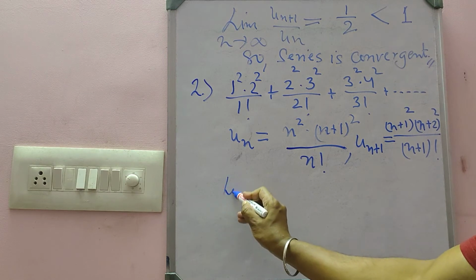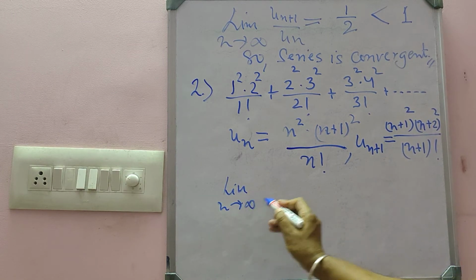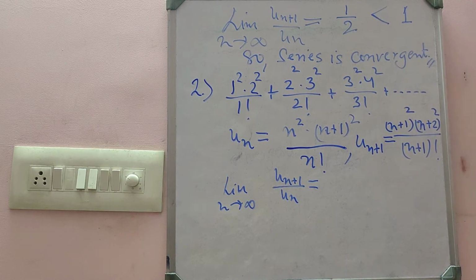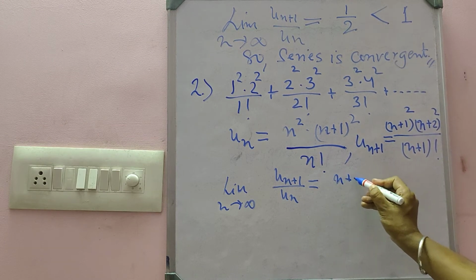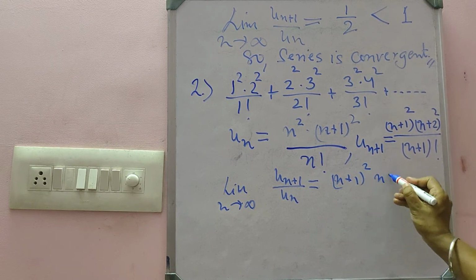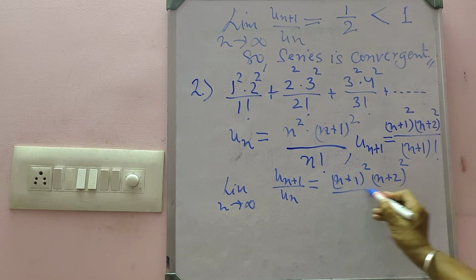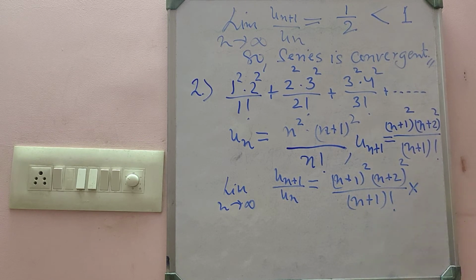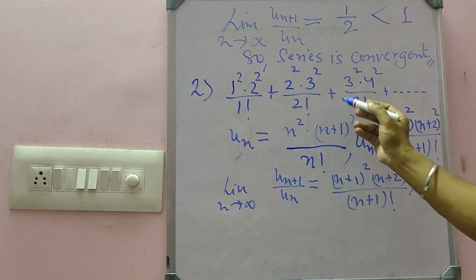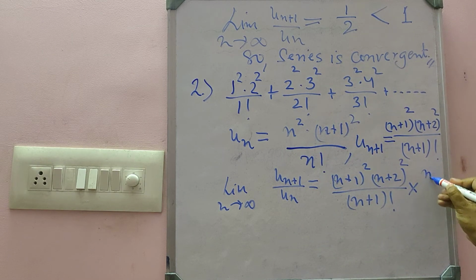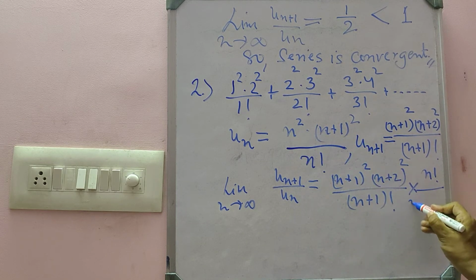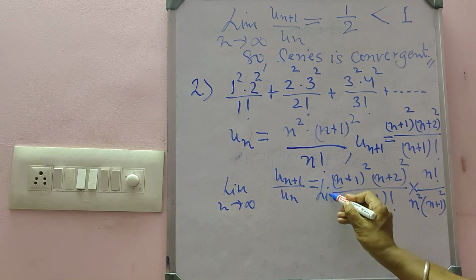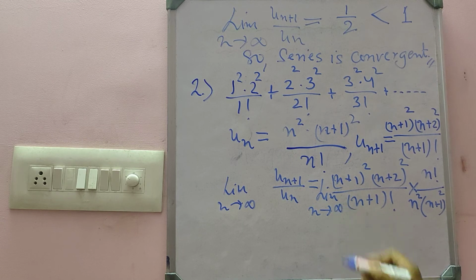So limit as n tends to infinity, un plus 1 by un equals, putting the values, n plus 1 the whole square, n plus 2 the whole square, by n plus 1 factorial, into, because you have to divide by un, you just have to invert it, it will become n factorial by n square into n plus 1 square, and here we put the limit n tends to infinity.